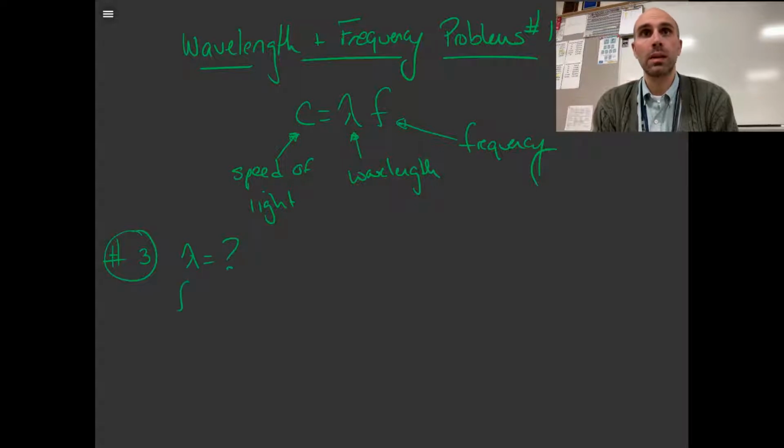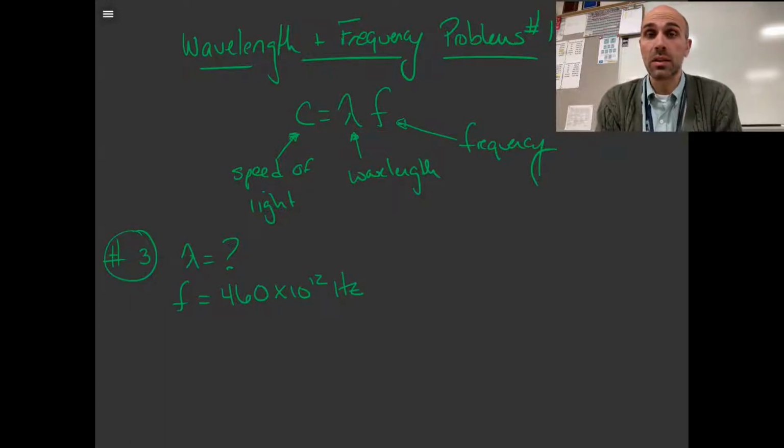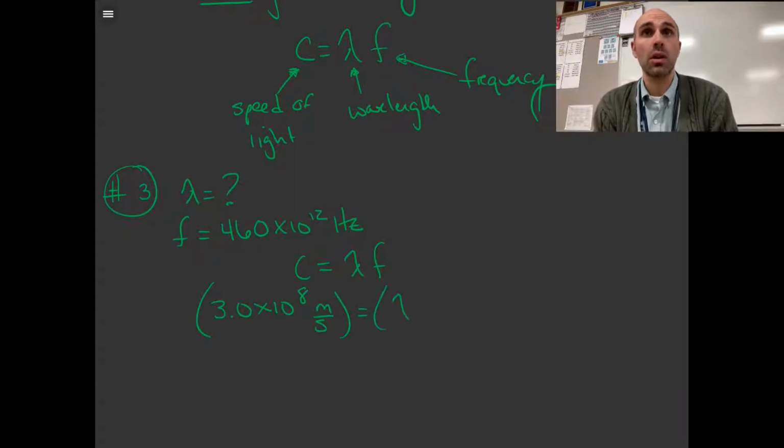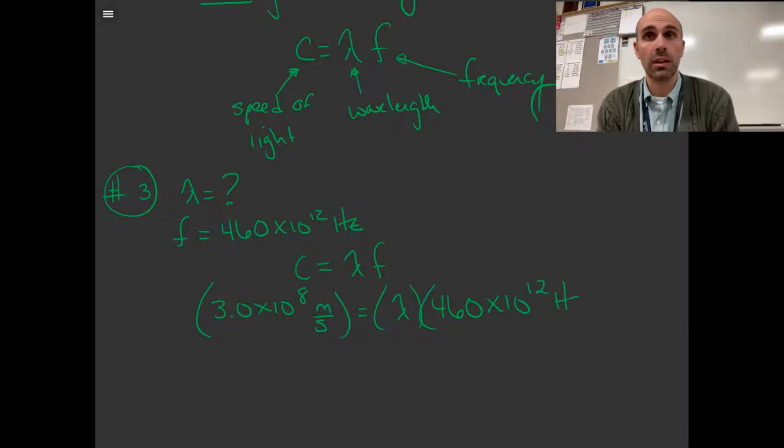Going through number 3 and reading, we see that we are trying to solve for our wavelength, and we have a frequency of 460 times 10 to the 12th hertz. Not correct scientific notation, we know that, but that's okay. And remember, hertz is 1 per second. Write out our equation, C equals lambda times F, and now we start to fill in. 3.0 times 10 to the 8th meters per second equals our wavelength, what we're solving for, times our frequency, 460 times 10 to the 12th hertz, or per seconds.